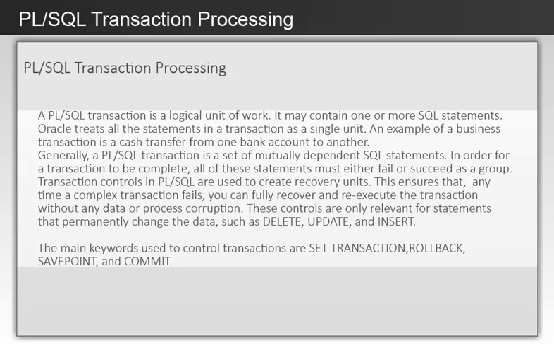Transaction controls in PL/SQL are used to create recovery units. This ensures that, anytime a complex transaction fails, you can fully recover and re-execute the transaction without any data or process corruption. These controls are only relevant for statements that permanently change the data, such as delete, update, and insert. The main keywords used to control transactions are set transaction, rollback, savepoint, and commit.